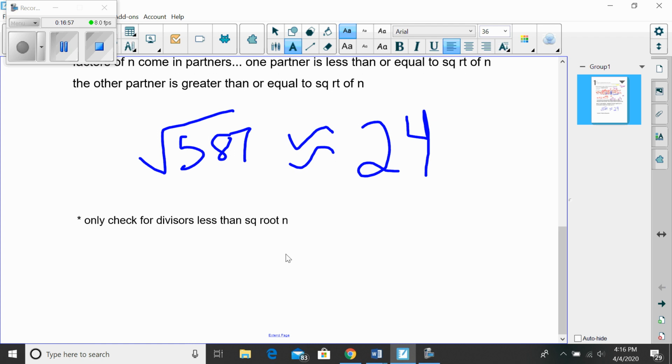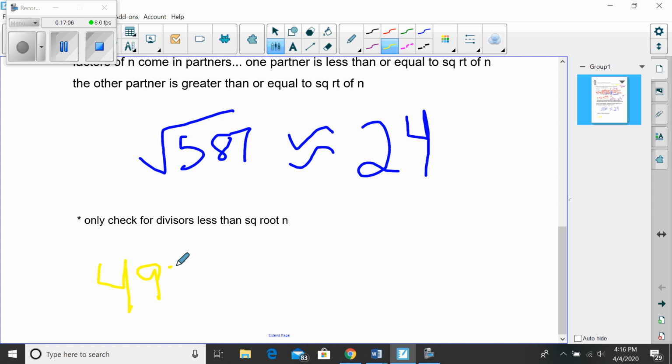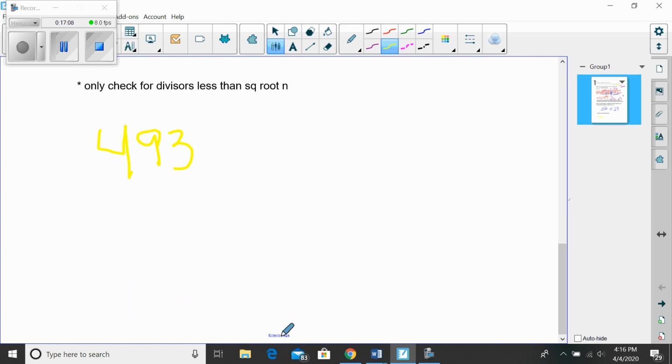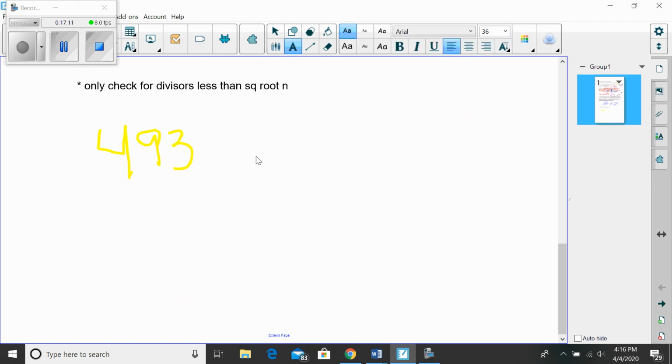So right now, let's test this number. Pause the video for a minute and decide whether or not 493 is prime or composite by testing the minimum number of divisors. So actually list for me what are the divisors that you have to test. We want to test a minimum. So write those down and then decide whether that is prime or composite. Please pause the video for a minute and try this exercise.